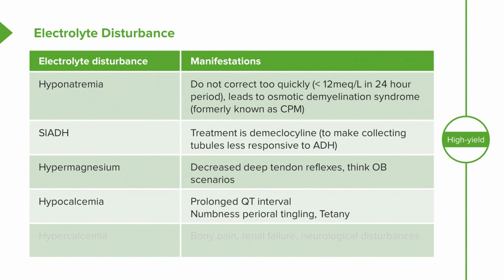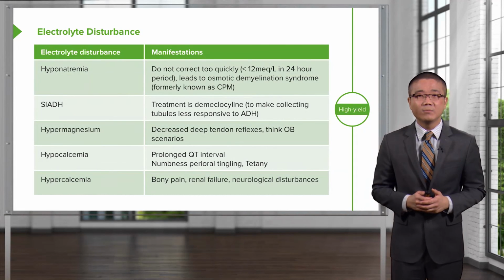Next, hypokalemia. Hypokalemia causes prolonged QT intervals and numbness around the mouth, potentially tetany if extreme. Hypocalcemia is an important concept discussed in the parathyroid lectures. And lastly, hypercalcemia. Hypercalcemia associated with hyperparathyroidism is associated with bony pain, renal failure, and neurological disturbances. This slide should be committed to memory to help you answer standardized examination questions.